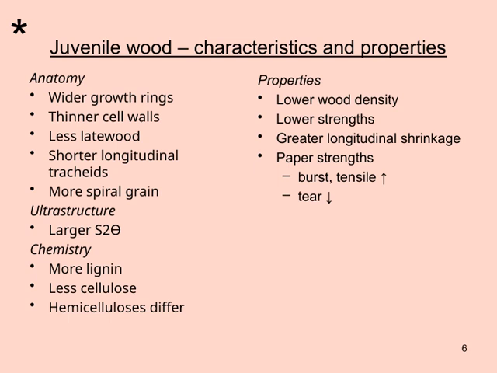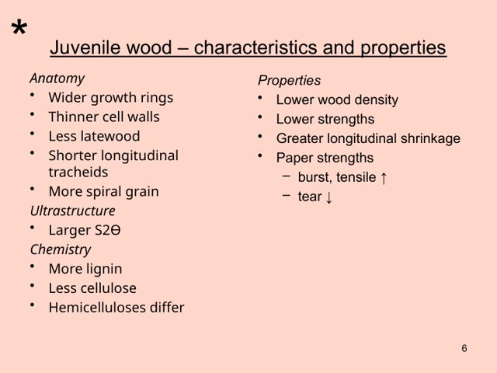Now, considering the properties, juvenile wood generally has a lower density, which makes it lighter but also less strong. It exhibits lower mechanical strengths and tends to undergo greater longitudinal shrinkage as it dries. When it comes to paper production, juvenile wood tends to produce paper with higher burst and tensile strengths, meaning it resists tearing and breaking under tension better. However, its tear strength is lower, making it more susceptible to tearing once the paper is damaged. Understanding these differences is crucial because juvenile wood's unique traits influence how we can best utilize it in different products and industries.